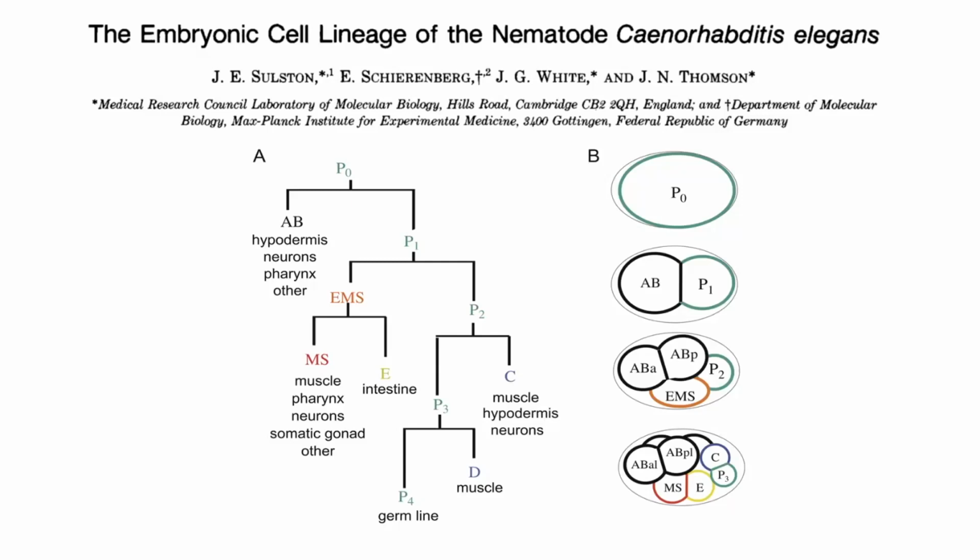Some neurons are traced from the AB cell. Other neurons are traced from the MS cell, and other neurons still are derived from the C cell here. So it's not like, for some reason, this lineage does only neurons. The same thing with muscle: muscle from MS and muscle from C. Intestine is only from the E, and the germline. Some of these lineages have not completely differentiated yet.